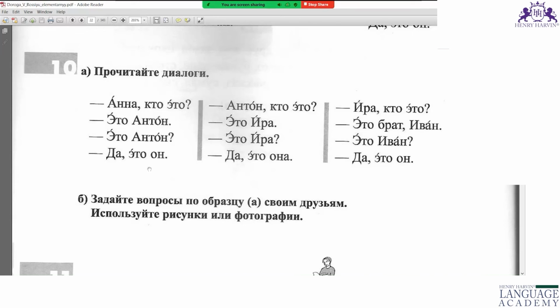Vishal, please read the dialogue. Anna. Yes, ma'am. Анна, кто это? Это Антон. Это Антон? Да, это он. Vira, the next one. Антон, кто это? Это Ира. Ира? Да, это она. Padmapriya. Ира, кто это? Это брат Иван. Это Иван? Да, это он.